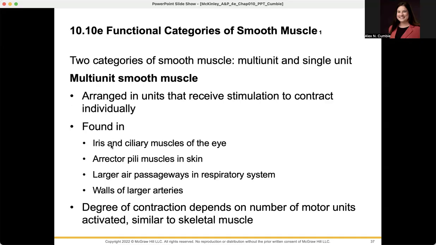Some examples of this are the iris and ciliary muscles of the eye. Your iris is the colored portion of your eye. We will get into that when we get through the eye in the nervous system. The opening and closing of your pupil, the dilation and constriction of your pupil, which is a hole in your eye, is controlled by multi-unit smooth muscle. Erector pili, which we should recognize causes goosebumps for hair follicles on the skin, is multi-unit smooth muscle. Most of our larger air passageways are made of multi-unit smooth muscle, and larger walls of arteries are made of this type of smooth muscle. And it can have different effects depending on the type of stimulation it receives.